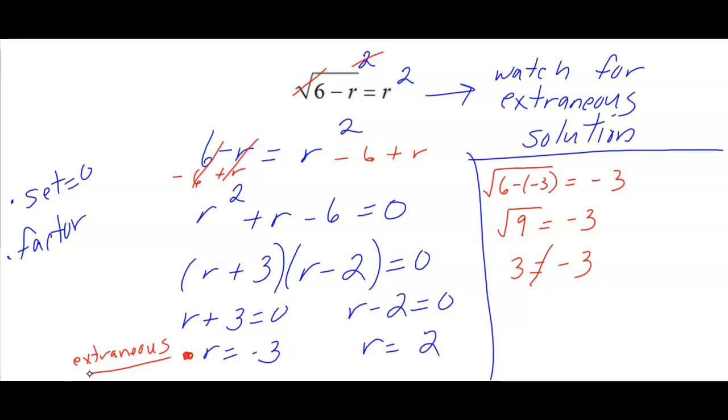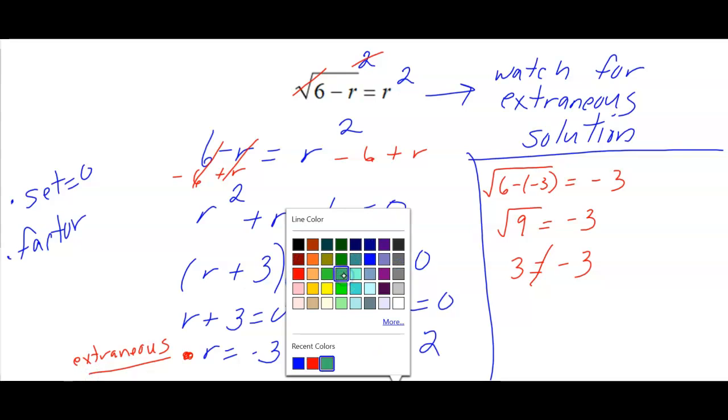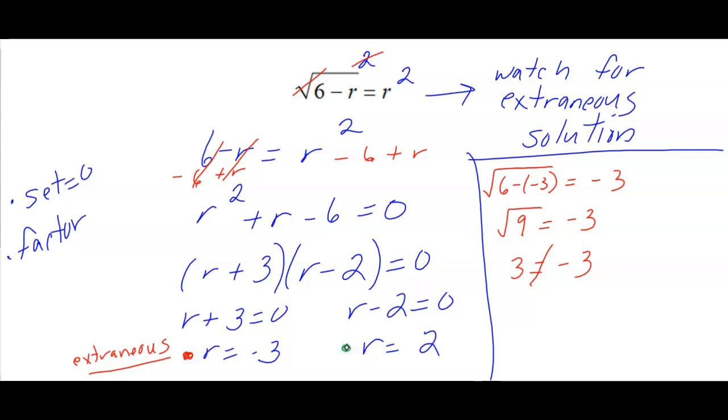You have to check. So if I want to check my 2, then what I'm going to do is I'm going to do the square root of 6 minus 2 equals r, which is 2. 6 minus 2 is 4, so I have the square root of 4 equals 2. The square root of 4 is 2, and see, that's a true statement. So that one works. So this is your answer. This one doesn't work.